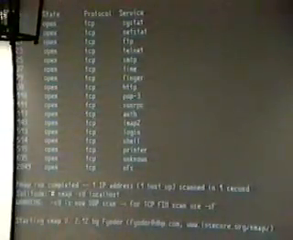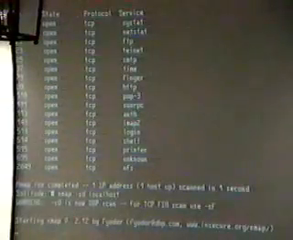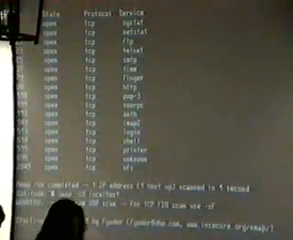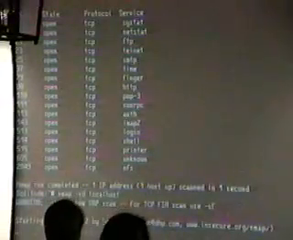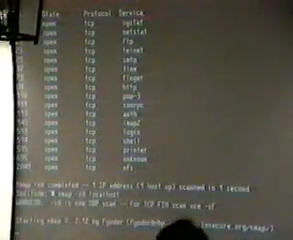Some of the UDP services you may find are Cult of the Dead Cow's Back Orifice, Trivial FTP, NFS, SNMP.